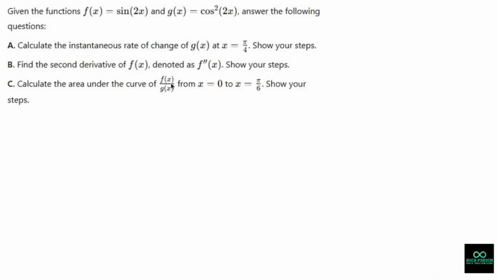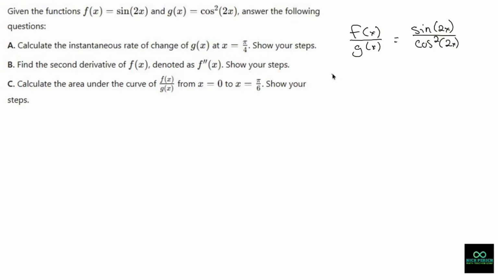Calculate the area under the curve of f of x over g of x. So before we do anything, let's find out what f of x over g of x actually is, and we'll do that over here. F of x over g of x is going to be sine 2x over cos squared 2x. Now that 2x is gold because that tells me we can simplify stuff.